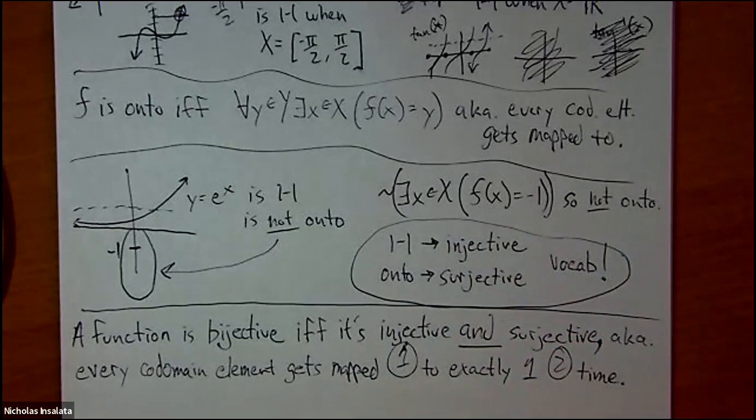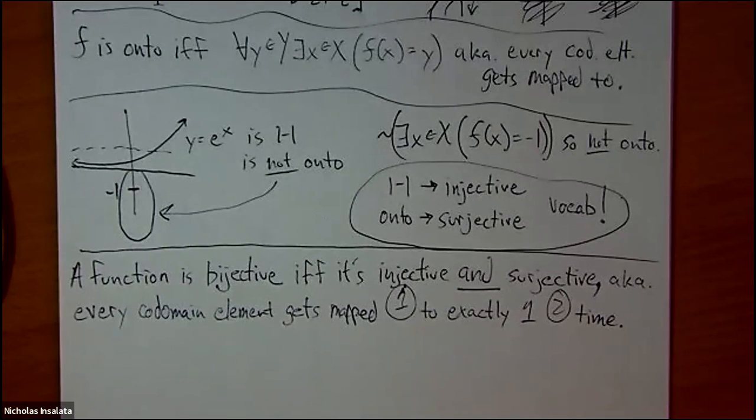Okay, so it's kind of like the function definition, but for codomains instead of domains, right? Which, if every codomain element gets mapped to exactly one time, and every domain element maps to exactly one thing, then that means there's a one-to-one correspondence. Each domain element corresponds to exactly one codomain element and vice versa, which means that the number of domain and codomain elements must be equal. Yeah?